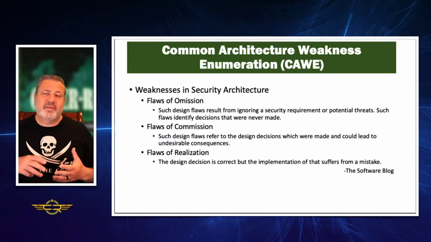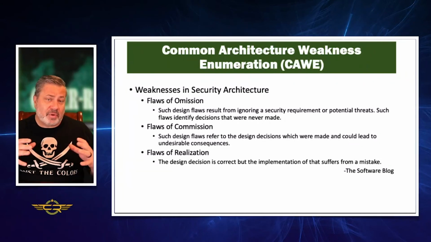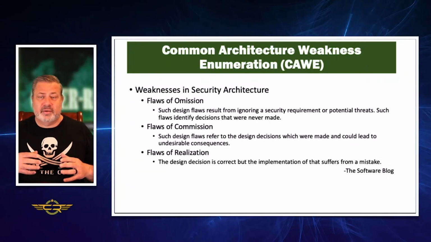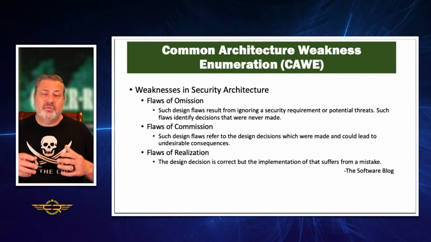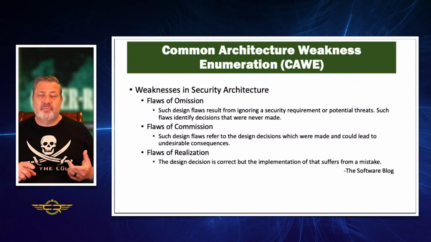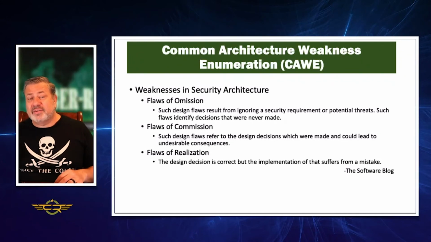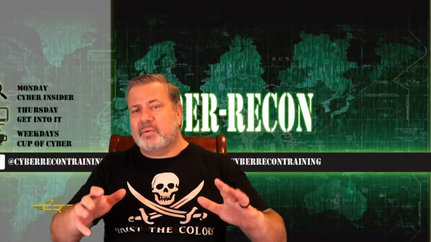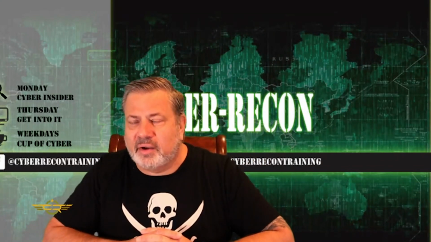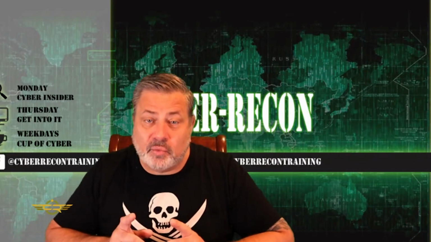So 3 things that the common architecture weakness enumeration, if you ever hear that, it's one of the things that's kind of on the fringe of this architecture and design. I really hadn't heard much about it, so I think it's good to share with you. Maybe something you can use in your daily life. Talk about this: flaws of omission, flaws of commission, and flaws of realization. 3 different ways we can have weaknesses in our architecture that can probably come back to haunt us a little bit. So that's the rundown. That's your coverage of 2 more topics in the Security Plus Domain 1.